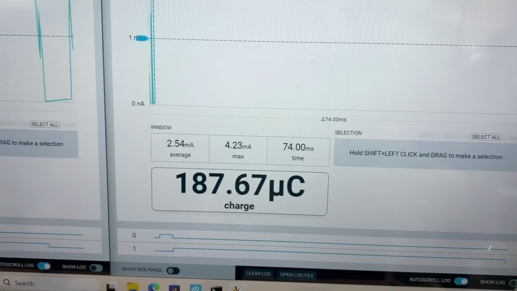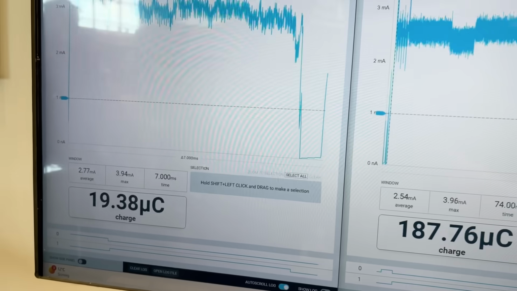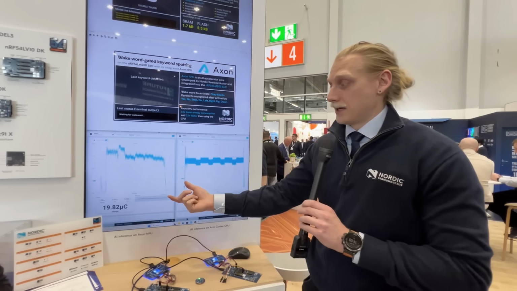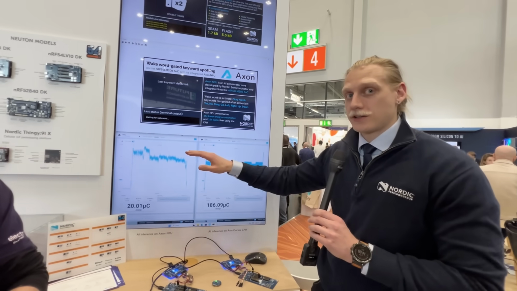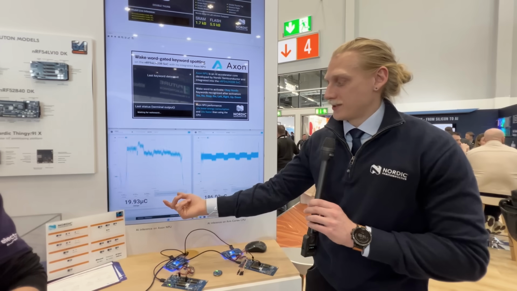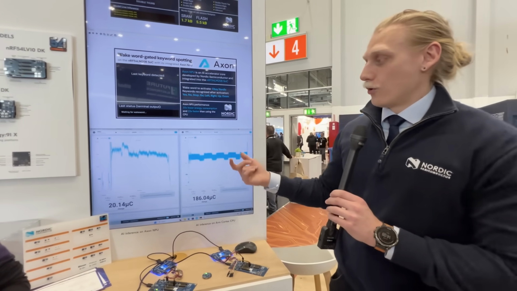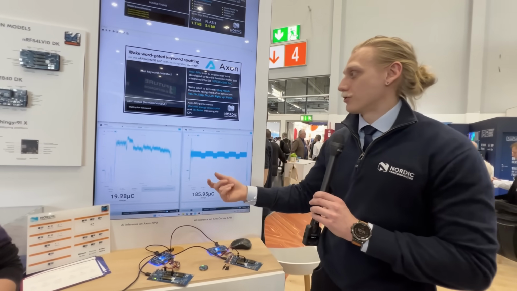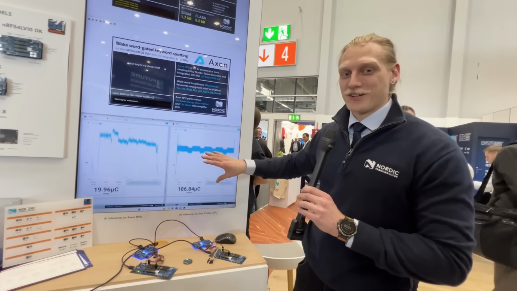When we move the AI inferencing over to the Axon NPU, it completes one inferencing of this same algorithm in 6.5 milliseconds. And even though the average power or average current of the NPU is slightly higher than the CPU, it still uses under 20 microcoulombs to do the same inferencing. So it is over 10 times faster and almost 10 times more energy efficient than running on the CPU in this exact use case for this unoptimized trade show demo.